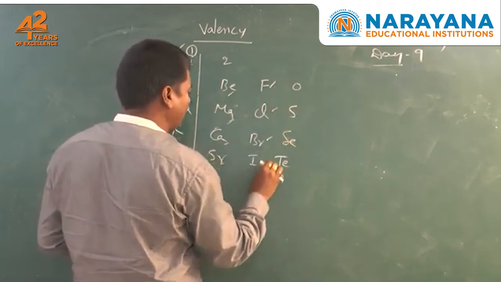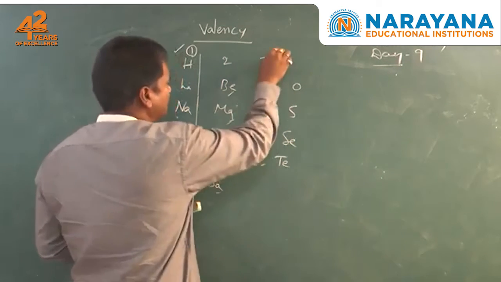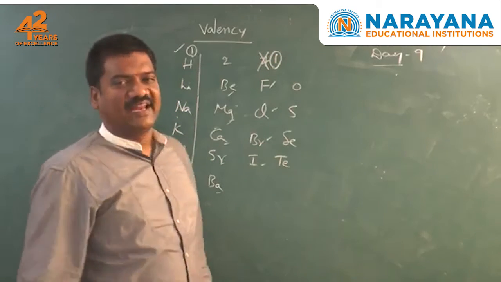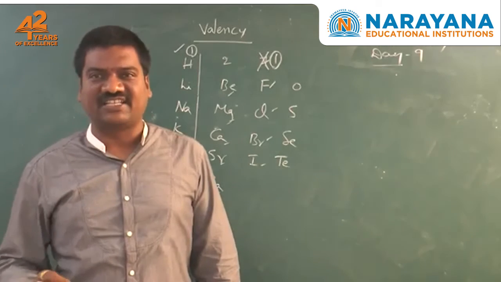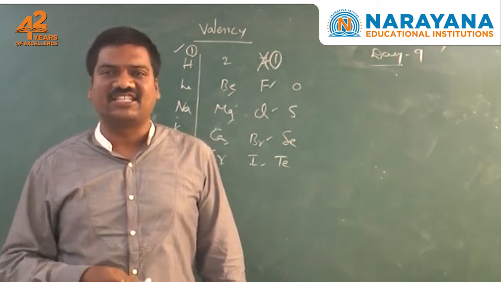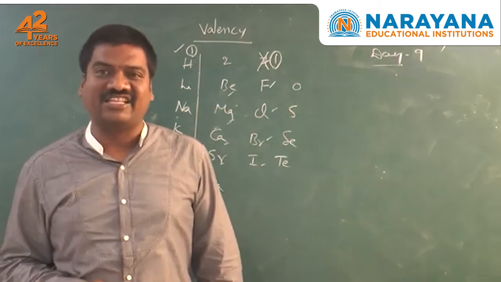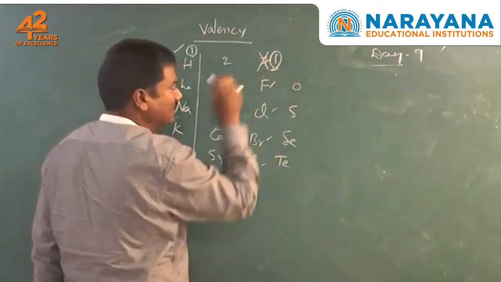Fluorine, chlorine, bromine, iodine: the valence electrons are 7, but the valency is not 7, it is 1 here. We need to consider 8 minus 7. How we can calculate: if the number of valence electrons is greater than 4, then 8 minus the number of valence electrons gives the valency of the specific element. So I can take the valency of these elements as 1.